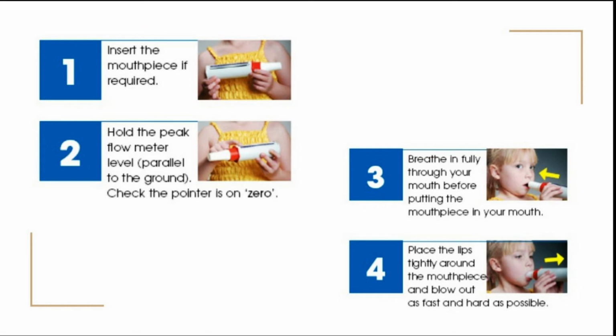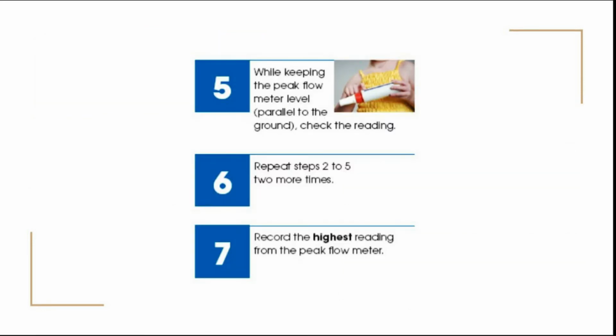Then place your lips tightly around the mouthpiece and blow out as fast and as hard as possible. While keeping the peak flow meter level, parallel to the ground, you can check the reading. After you have made sure that the reading is correct, you can repeat steps 2 to 5 two more times. And then you can record the highest reading from the peak flow meter.